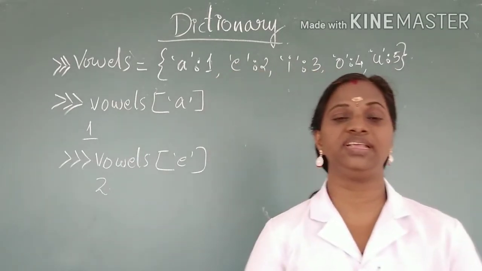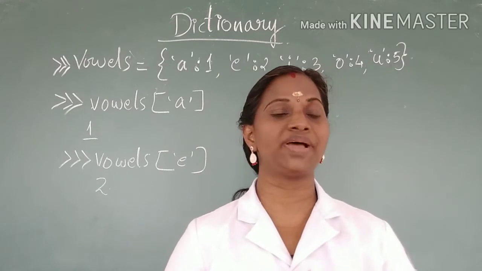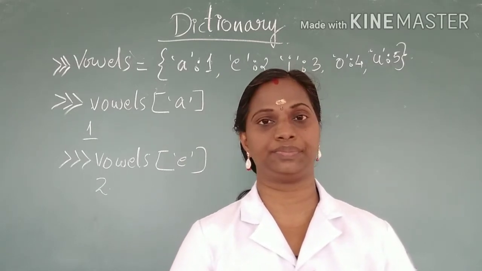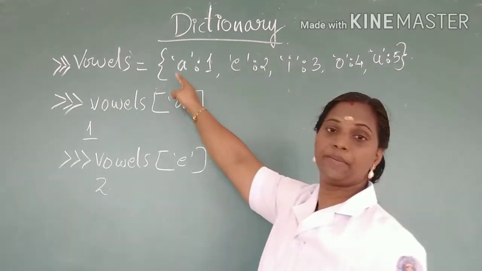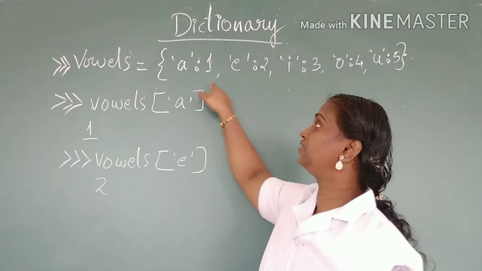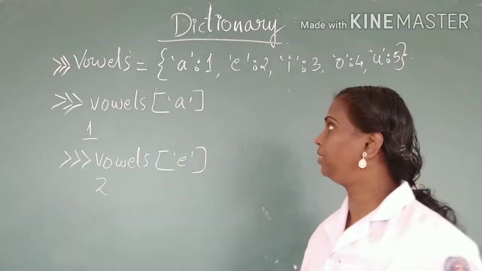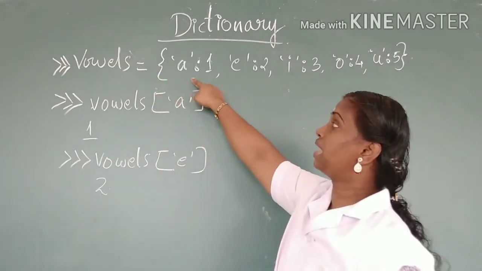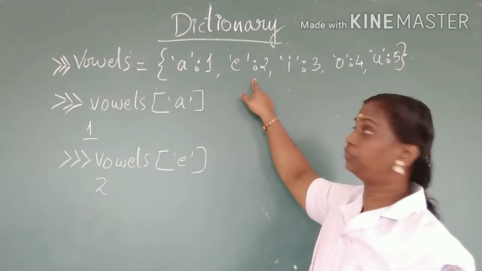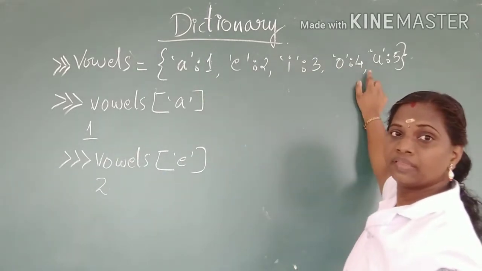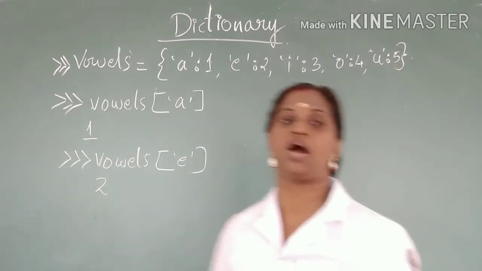See, dictionaries are also comma separated values, but here they are comma separated key-value pairs. This is one example. Dictionaries are enclosed in braces. So this one is a dictionary, and the identifier name is vowels. So vowels is equal to a dictionary: 'A' colon 1, 'E' colon 2, 'I' colon 3, 'O' colon 4 and 'U' colon 5.